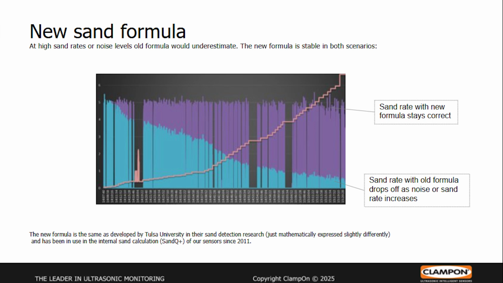What's that color? Purple. Yeah, the purple plot continues to give you pretty much the correct answer regardless of the level of background noise. It's stable at in this case 5 grams per second, but the old one would trail off, and it's the same effect we see if you have very high levels of sound production. You would start to underestimate with the old formula. The new formula will keep giving you the correct answer.